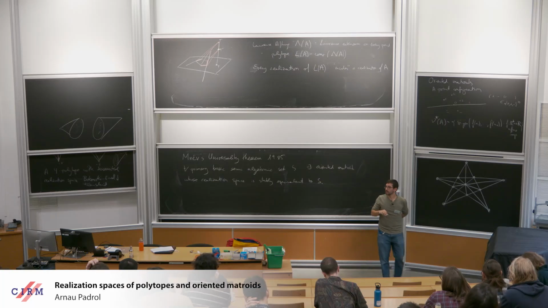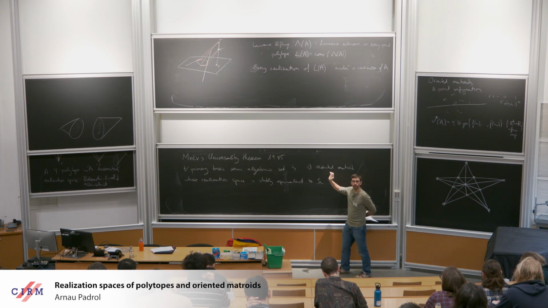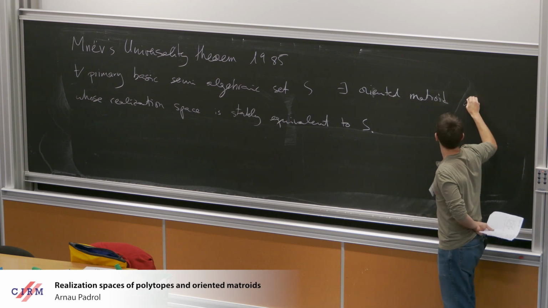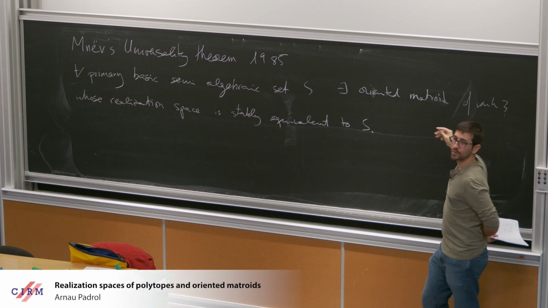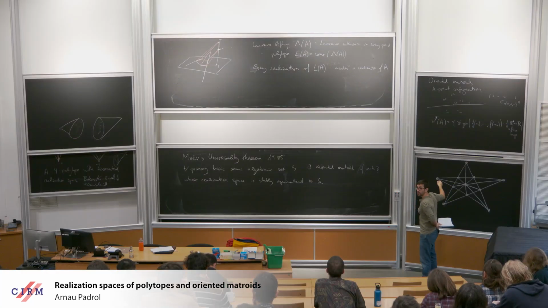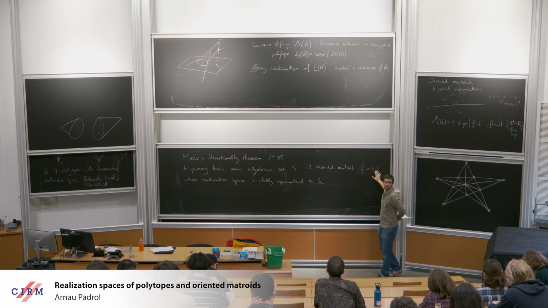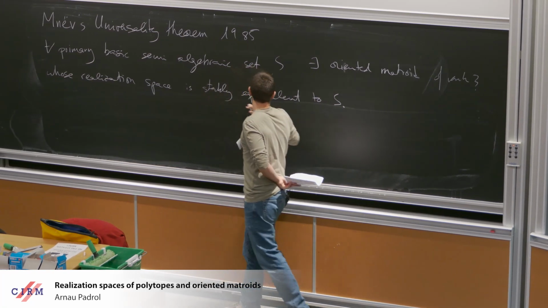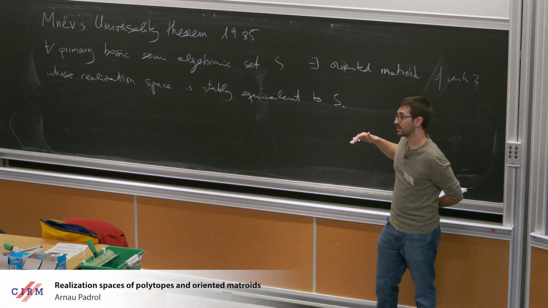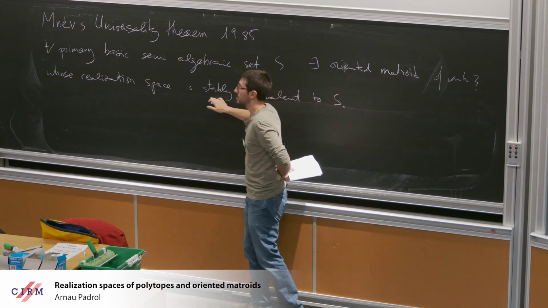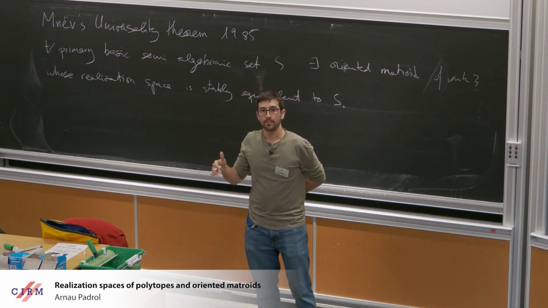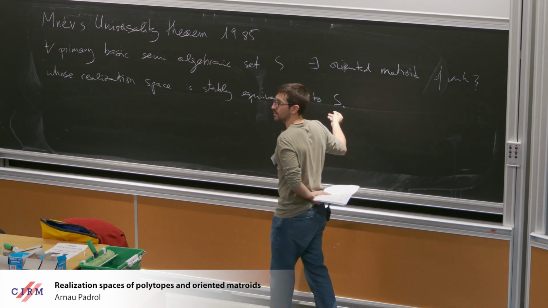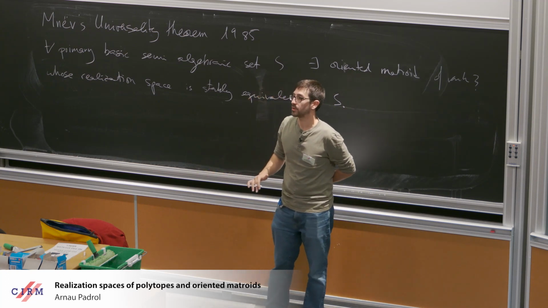And then you give me your favorite primary basic semi-algebraic set, and Mnëv will find an oriented matroid, actually of rank 3, which means something that looks like a point configuration. The rank is like the dimension plus 1, essentially. Its realization space is stably equivalent to S, which is as bad as S. This stable equivalence is like some kind of homotopy equivalence, but one that also preserves some algebraic properties. For example, if one doesn't have rational points, then the other won't have rational points either.